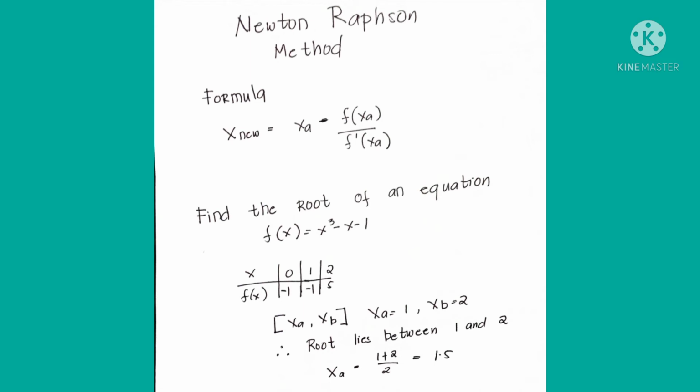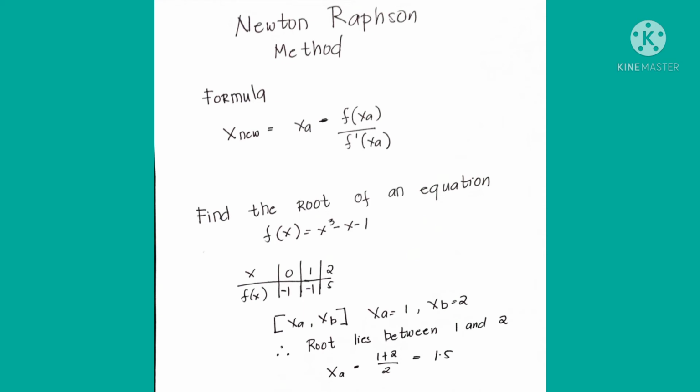Now, the first step that we are going to do is to find the interval. Starting from 0, we have here the interval 1 and 2. Next, we are going to find the root that lies between 1 and 2. And that root is what we need to start the first iteration.